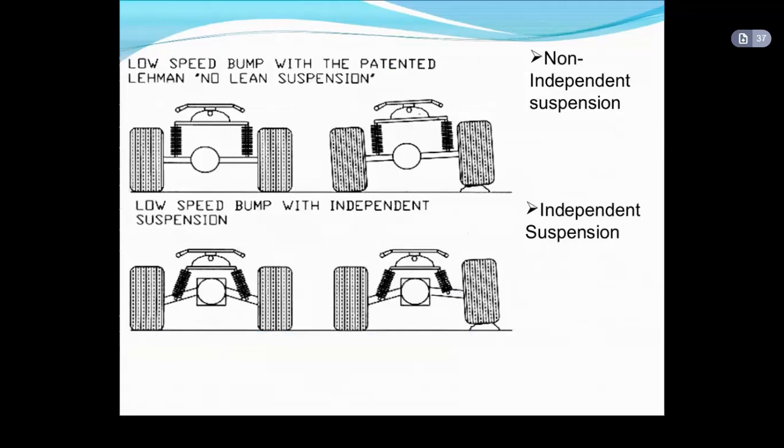Next is the non-independent type of suspension. In this case, low speed bump with non-independent suspension, the vehicle leans. Independent suspension means low speed bump with independent suspension. So see this diagram. If the suspension leans at a low speed bump, non-independent suspension is provided.